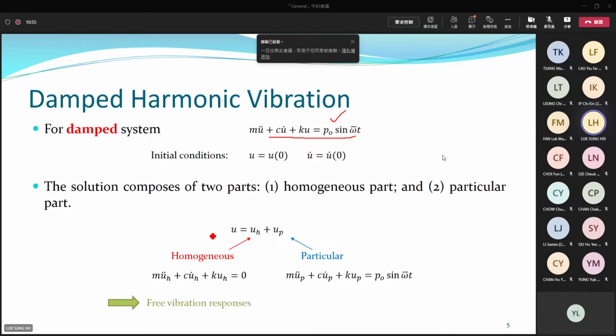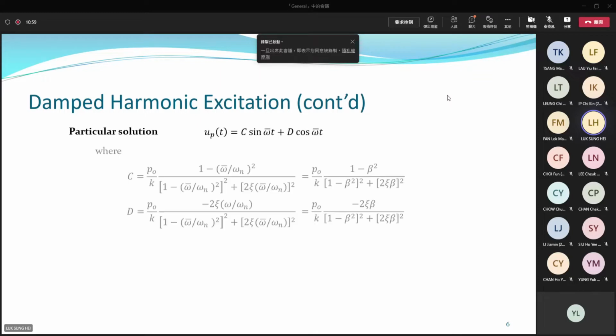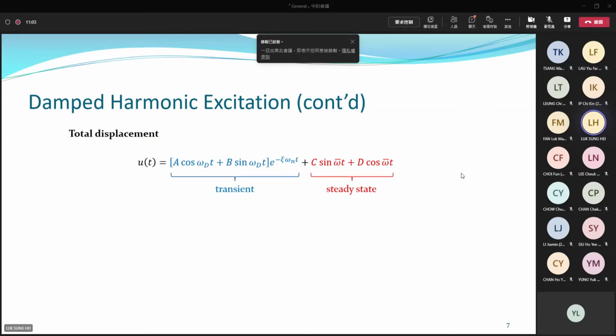But in terms of physics, I think it's always good to understand the physical meaning of each part of the solution. Physically, it means it has a transient response and a steady state response. Transient response means it's only for a short period of time. Transient means temporary. It appears only at the beginning. Whereas steady state means it will appear forever, always there.